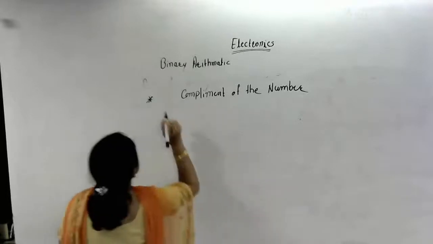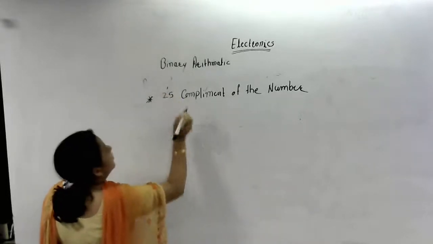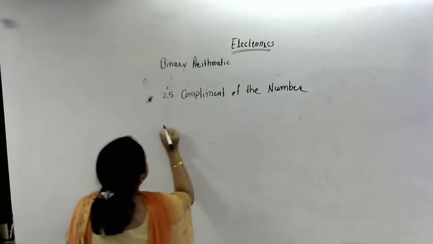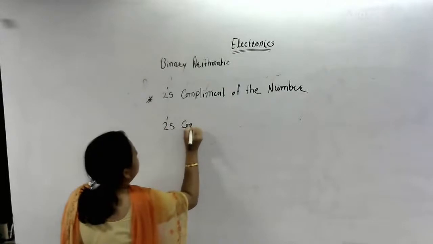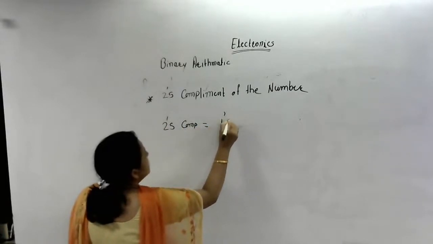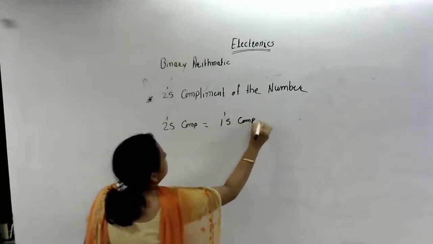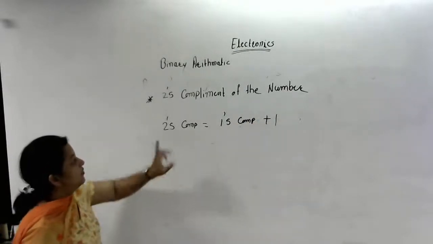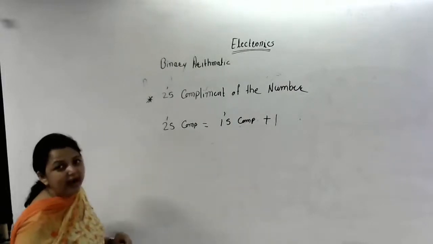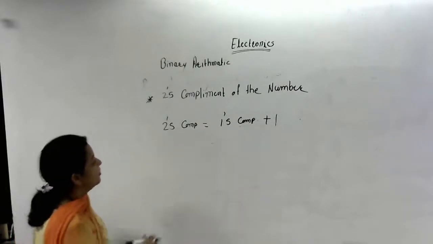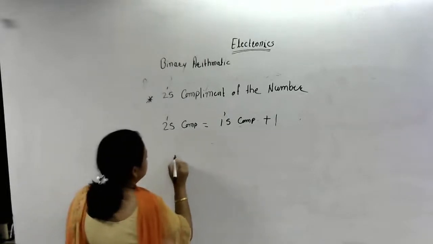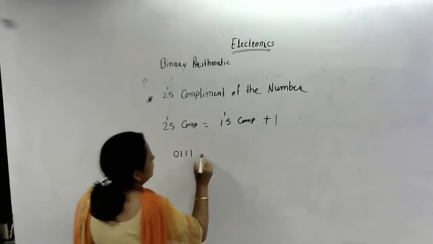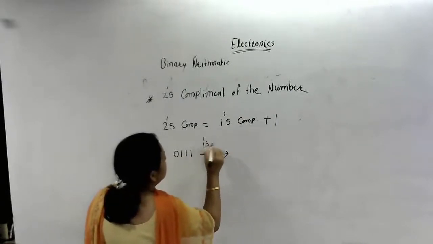Now second point, that is 2's complement of the number. Okay, 2's complement. Now simple formula for 2's complement equal to 1's complement plus 1. Now first we have to do 1's complement of a given number and add 1, then that number is the 2's complement of given number. Suppose the number is 0, 1, 1, 1. First we form 1's complement.